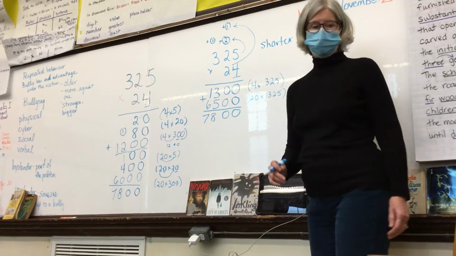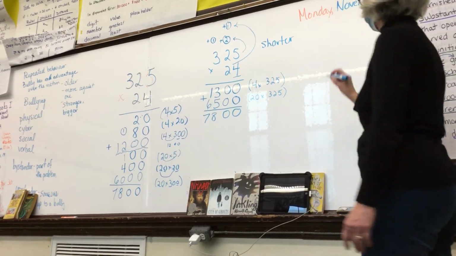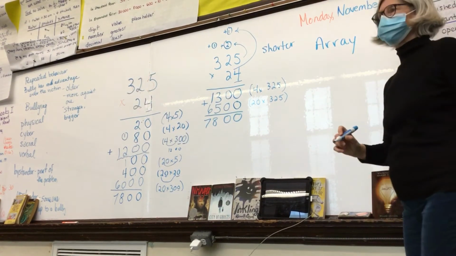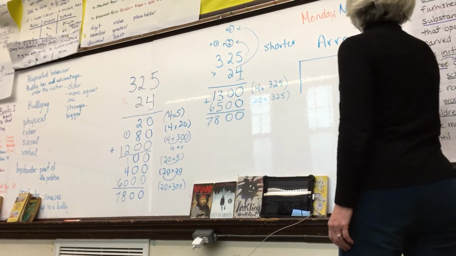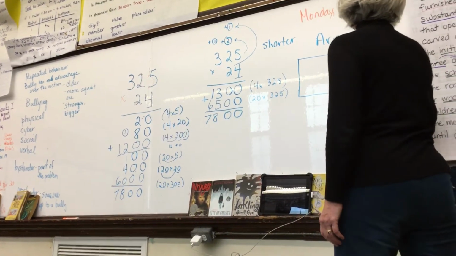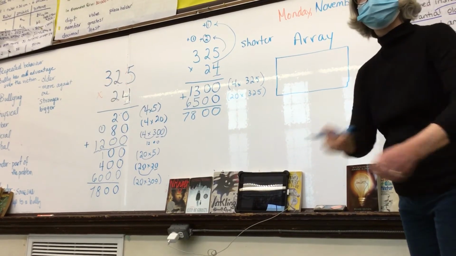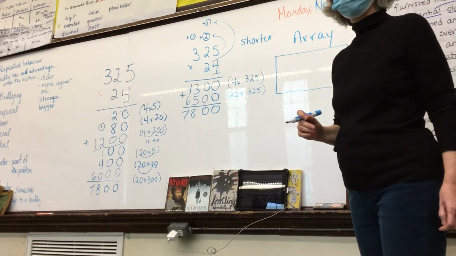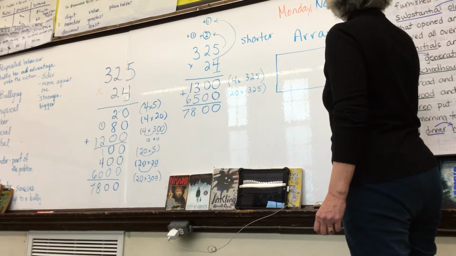What's the third way we have then? Seth? The array. We have the array. What do we do to make the array? You draw a square. I'm going to draw a rectangle, so I can use a ruler to show my work in it. Then we do a line in the middle. Why do I need a line in the middle? So you can divide the 20 and 4, so it's just a 20 and 4, not 24.